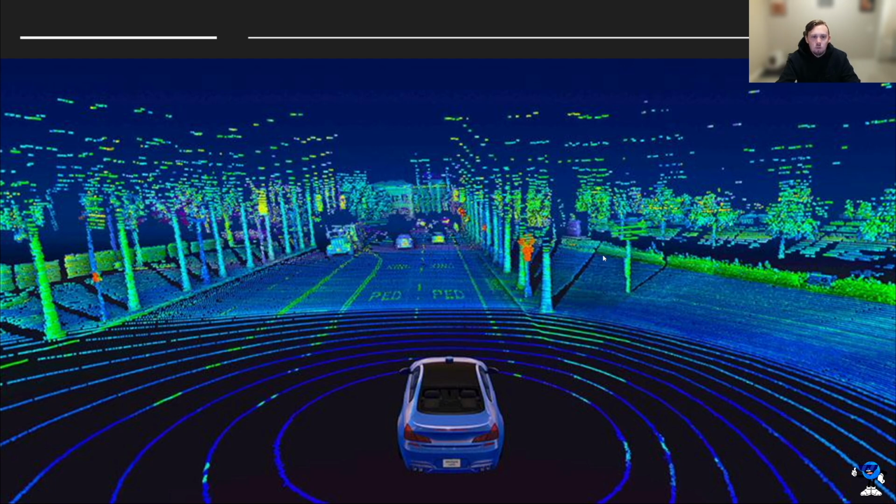LiDAR tracks obstacles and vehicles to maintain safe distances. When using this data, it is able to identify road signs, traffic signals, and road markers for real-time hazard analysis. This technology is paramount in ensuring the safe and effective operation of autonomous vehicles.